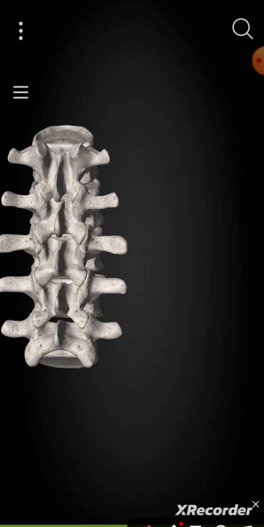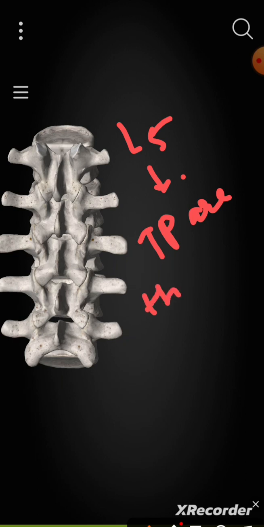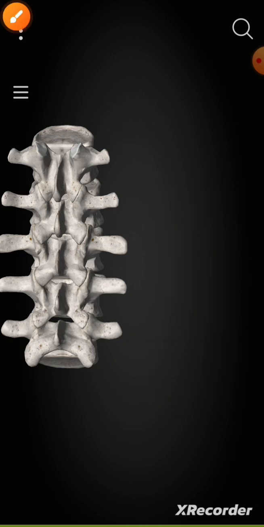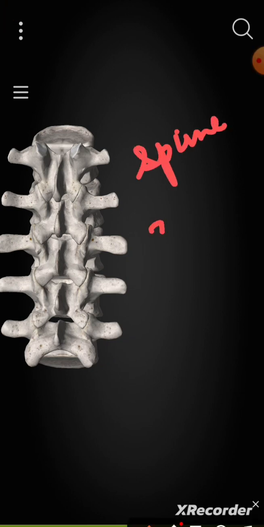Now L5, why did I say it is different? Because its transverse processes are thick, short and pyramidal in shape. L5 transverse process is thick, short and pyramidal in shape. The spine is small, as I already told you.